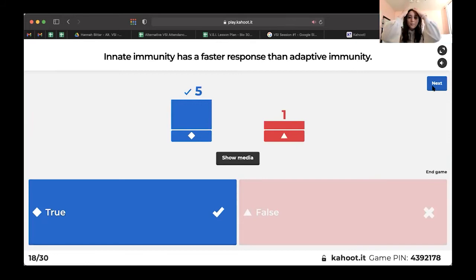Okay, so yeah, innate immunity is going to have a way faster response than our adaptive immunity because remember, innate immunity is the immunity that we are born with. It is our first responder. It is always there for us. Adaptive immunity is also there for us, but the response is going to take a little bit longer because it's not like our inborn immunity, if that makes sense. So innate is always faster than adaptive.